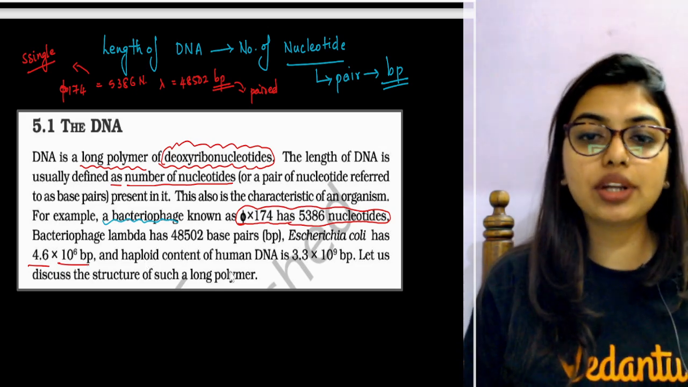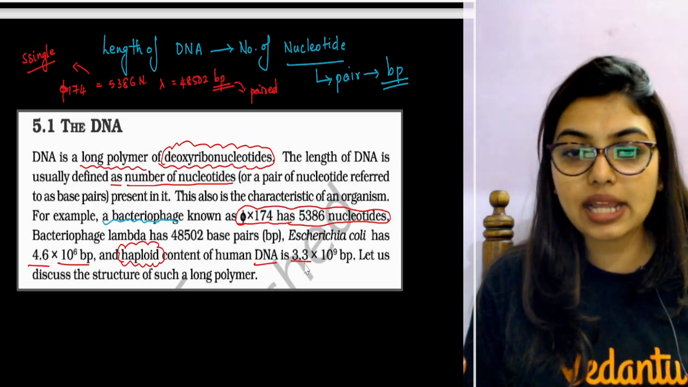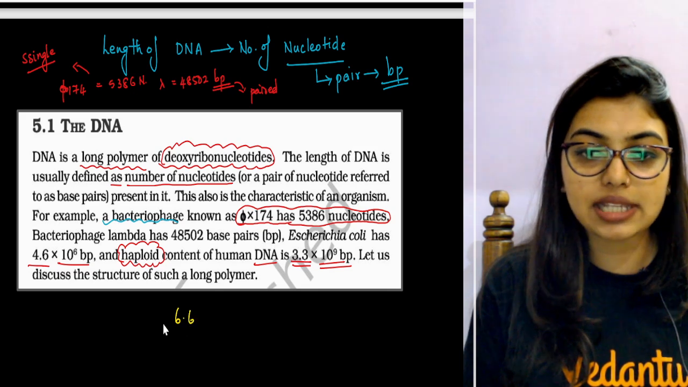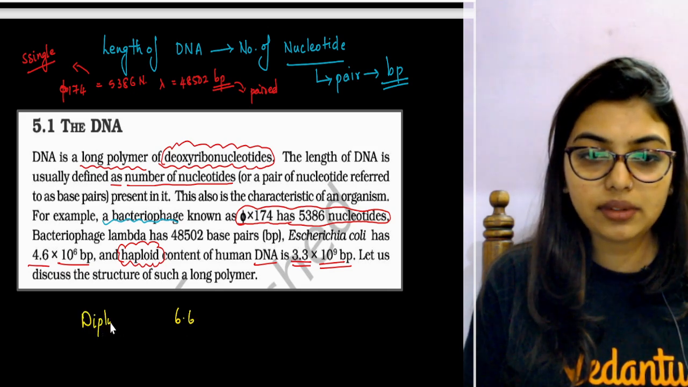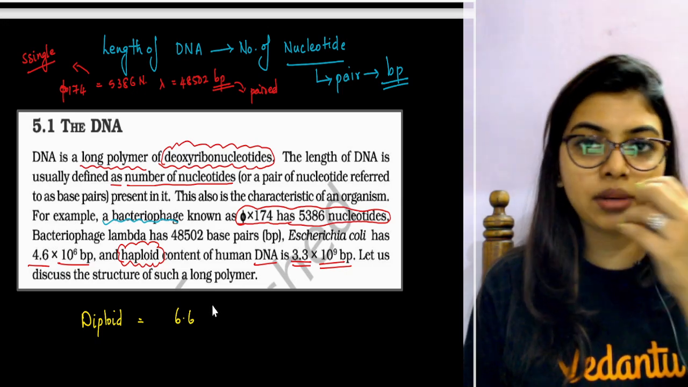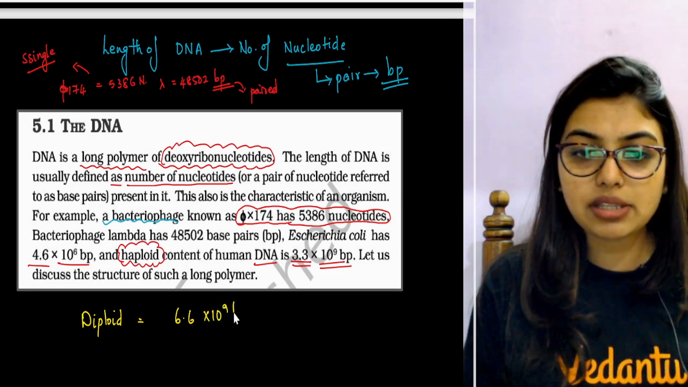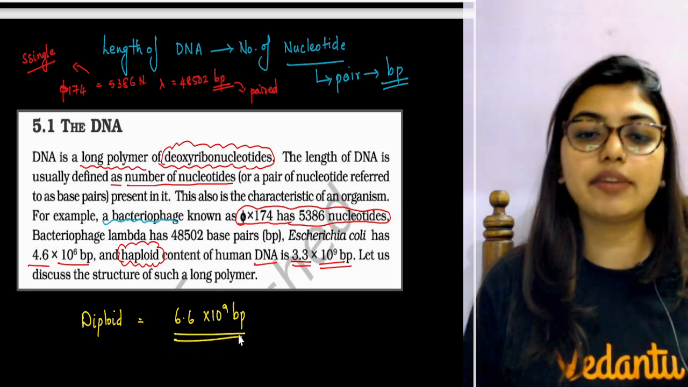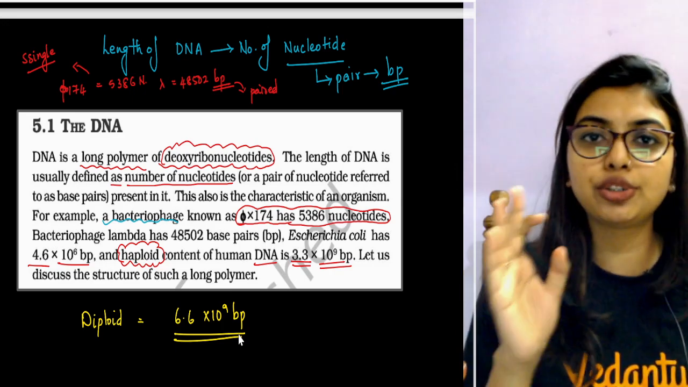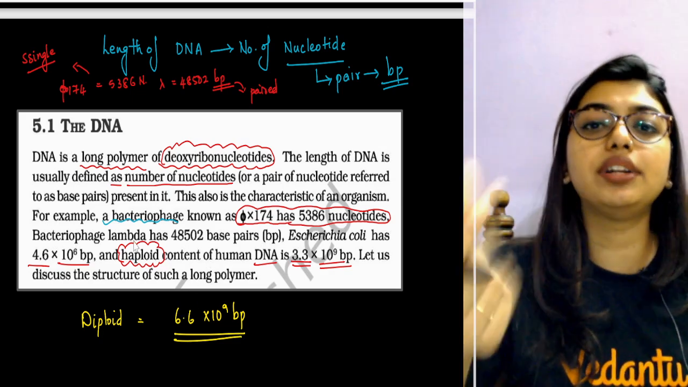Now, the haploid content of human DNA. Students, this word is very important. The haploid content of human DNA has 3.3 into 10 to the power 9 base pairs. That means diploid is going to be 6.6. Haploid is like in your sperms and eggs, but the diploid content is going to be 6.6 into 10 to the power 9 base pairs. So do not make this mistake when answering a question: if they told haploid but the question was diploid, you should multiply by 2 to get 6.6 into 10 to the power 9 base pairs. Here they very clearly mentioned the haploid content of human DNA.